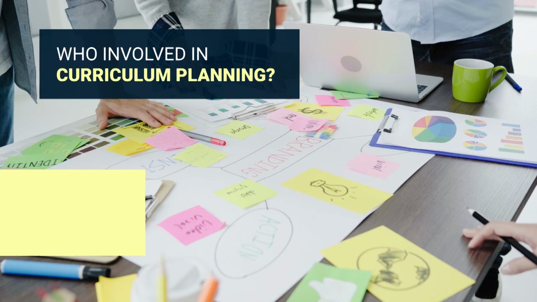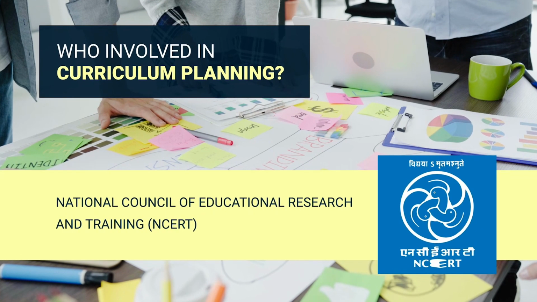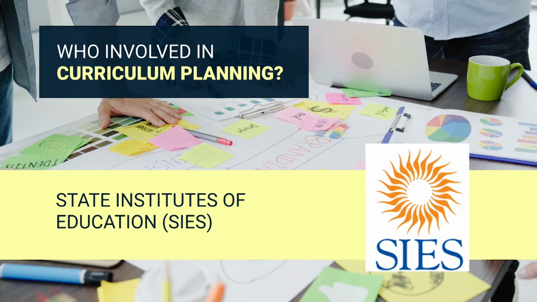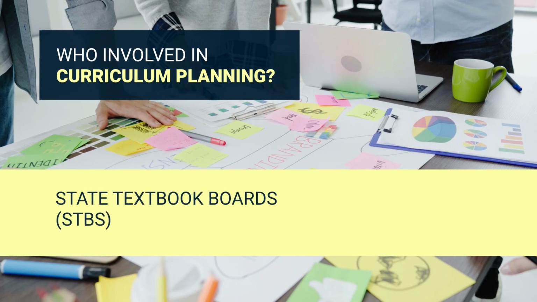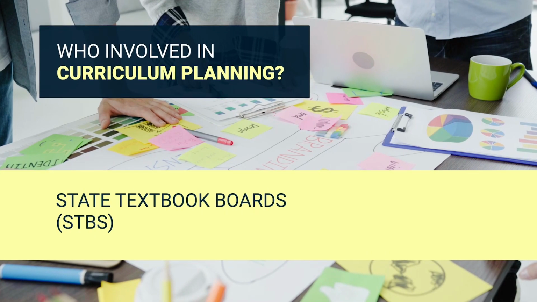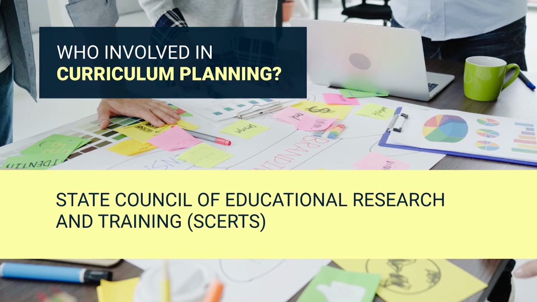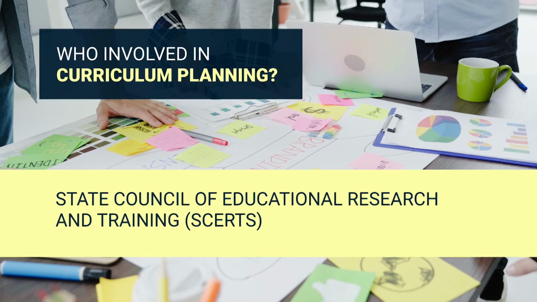On your screen you might be visualizing the National Council of Educational Research and Training, NCERT, at the national level, then State Institutes of Education, SIEs, at the state level, then State Textbook Boards, STBs. Their work is to develop, construct and design textbooks. And further the State Council of Educational Research and Training, which is called SCERT. These are a few bodies, educational institutions, highly involved in curriculum planning and the designing, developing and printing of textbooks.